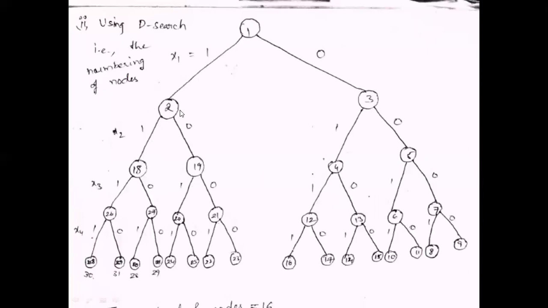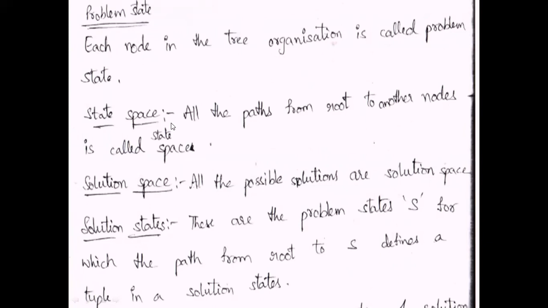First, every node represents a problem state. Next, solution state: the path from the root node to another node represents the state space. Next, solution space: all possible solutions represent the solution space. Next, solution states means the problem states S for which the path from root to S represents a solution.